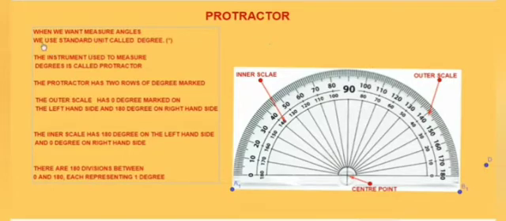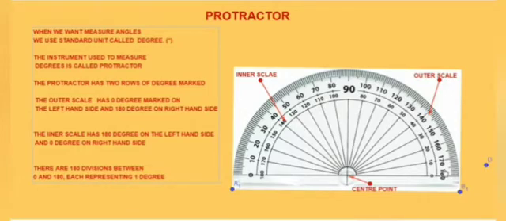Okay. So, when we want to measure angles, we use a standard unit called degree. You can see 0, 10, 20, 30, 40, 50 up to 180. These all are degrees. Okay, between 0 and 10, you can see 1, 2, 3, 4, 5, 6, 7, 8, 9 degrees. So the instrument used to measure degrees is called a protractor.